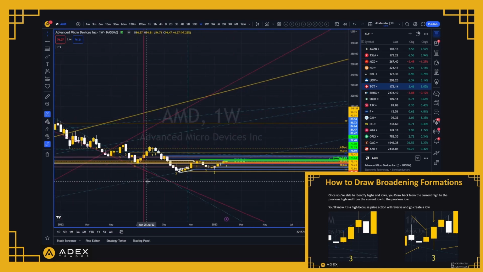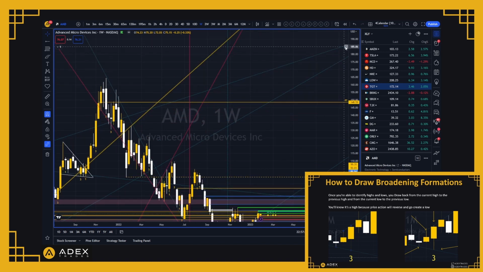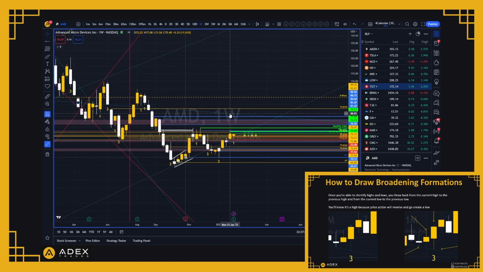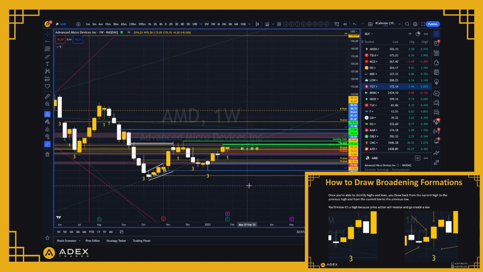Like with this AMD, now we're in this range. It can come back all the way to this range, hit the top of this broadening formation and then come right back down. Who knows, right? But this is why we love those broadening formations. Let me go back to the PowerPoint.